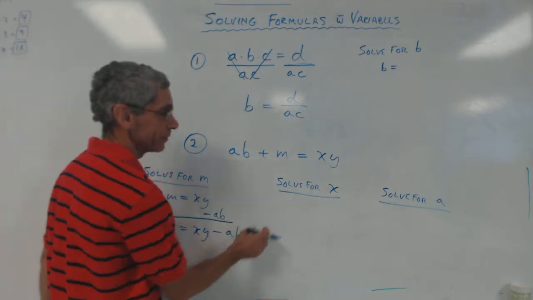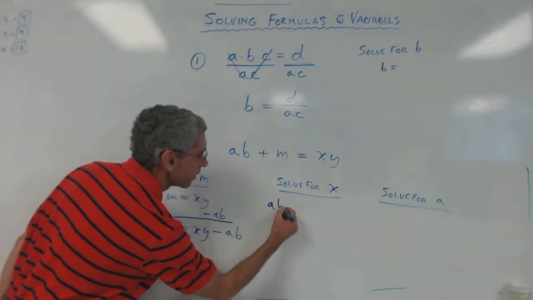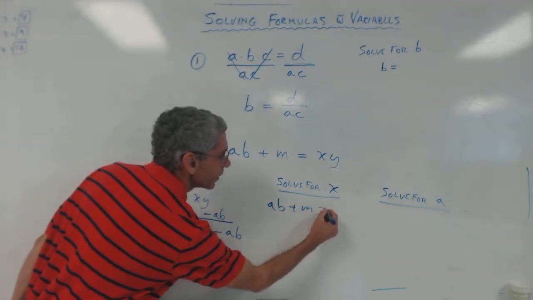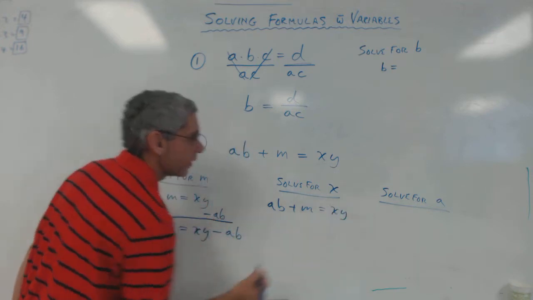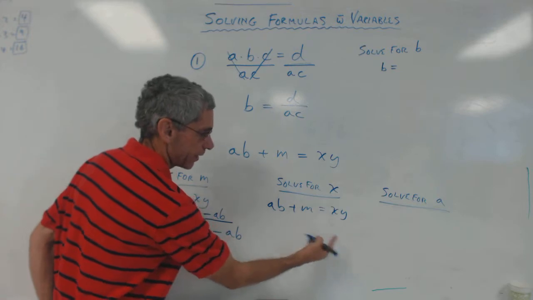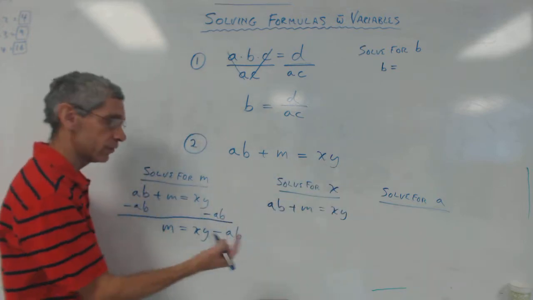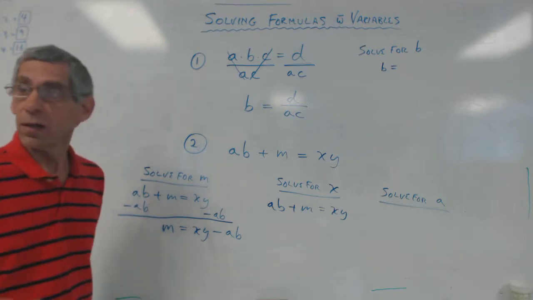Now let's do X. This is even easier. ab plus m is equal to xy. I want to solve for x. I want to say x equals. Now, I can have x on that side, that's fine. x equals going left, right? Do you divide by y?